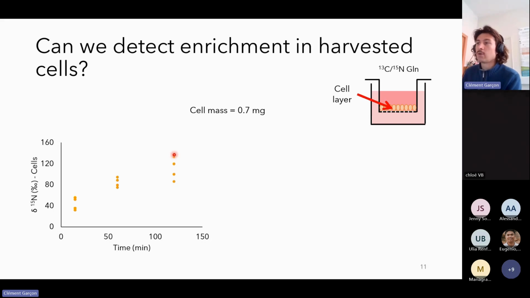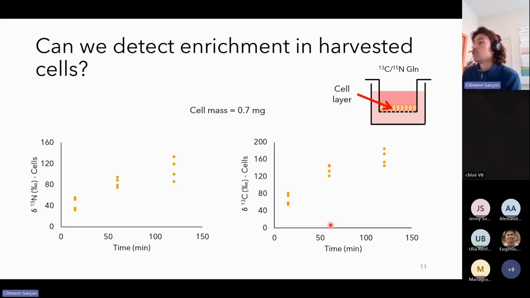So it's difficult to describe the kinetic with only a few time points like this, but already that's encouraging. And it's a bit the same here, just for carbon. The enrichment follows the same kinetic. So we were already happy with this because we were able to detect something in the cells, and it's a very small sample, and still we see a variation over time as well. So we can measure something and see the increase over time.